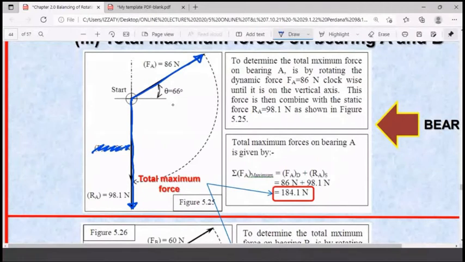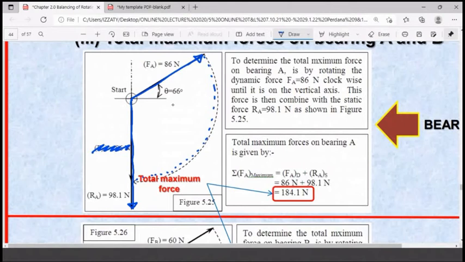Isn't it? I did mention just now. You bring the dynamic, and it will fall at statics. And as you all know, the static will always be vertical. Sometimes a vertical pointing upward, sometimes a vertical pointing downward, depending on your solution of the free body diagram.